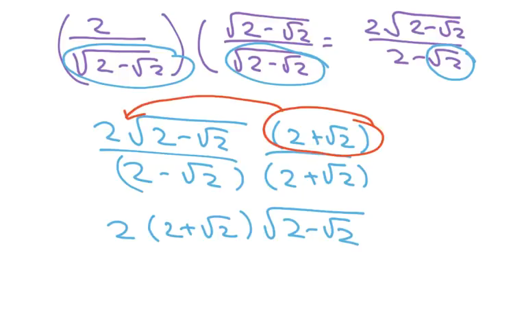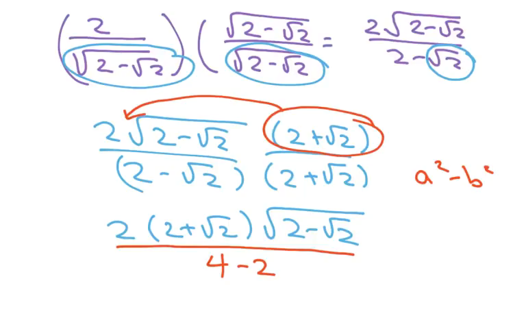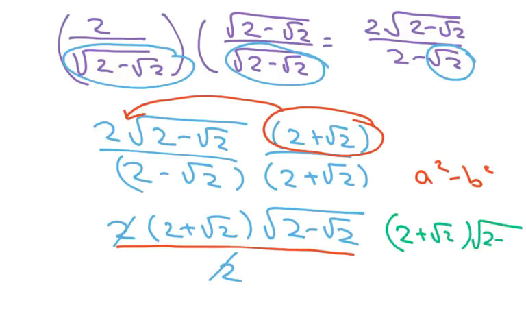And the denominator follows the a squared minus b squared. And that's going to be 4 minus 2. And that equals 2. The 2's cancel. So your final answer is going to be 2 plus the square root of 2 times the square root of 2 minus square root of 2. And that's your exact value.